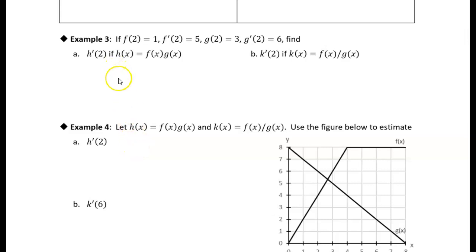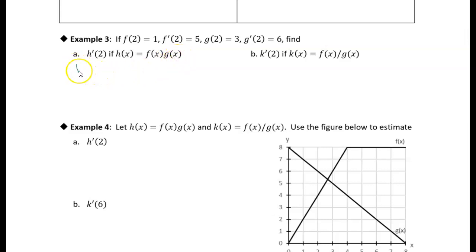All right, and these next two examples are a little variation of just the straightforward derivatives. But we're still just going to apply the product rule and the quotient rule. In this case, we just have generic functions f of x and g of x. But that's okay, we can do this. So, h of x is defined to be the product of f of x and g of x.